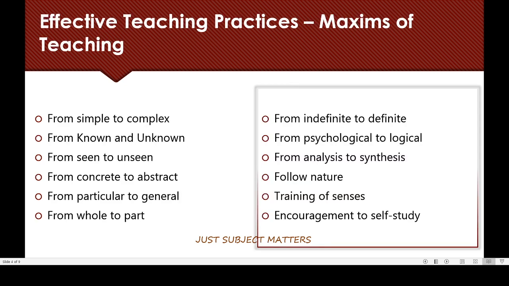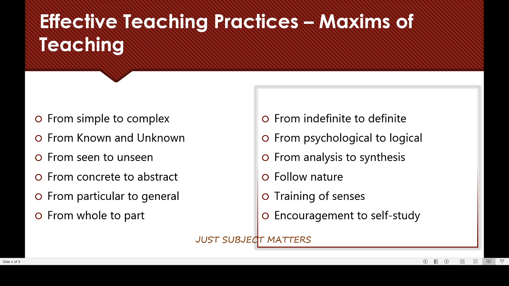Next, we go into the effective teaching practices, that is the maxims of teaching. So the maxim is a ground rule or a fundamental principle where every teaching must be from simple to complex, because they have to start with the simple ideas, and then as days go by they can go to the technical terms which will be easy to understand. From known to unknown is similar to the first maxim, where new knowledge can be linked to what is unknown.